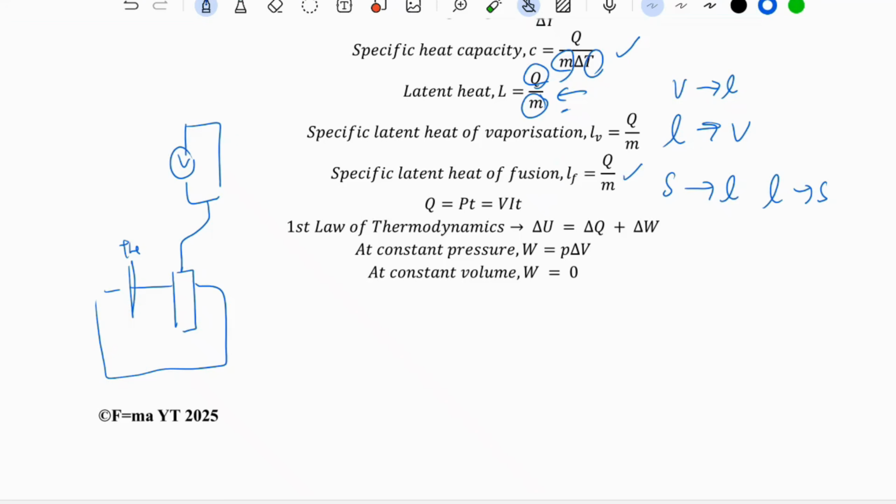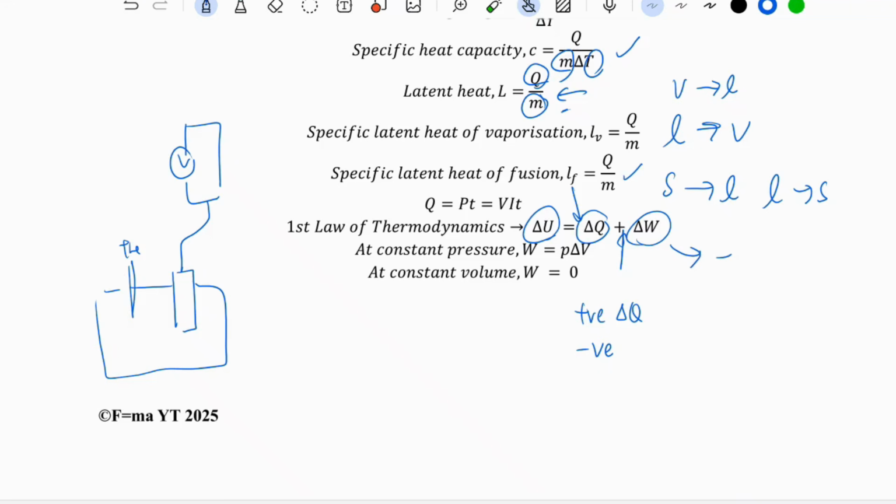Then we have the first law of thermodynamics. So the first law of thermodynamics basically means internal energy equals the heat energy plus work done. But the thing is, you need to know when to use plus and when to use minus. And also for heat energy, when to use minus, when to use plus. So positive heat energy means the heat energy is absorbed by the system. If it's negative, it means it is given off by the system.